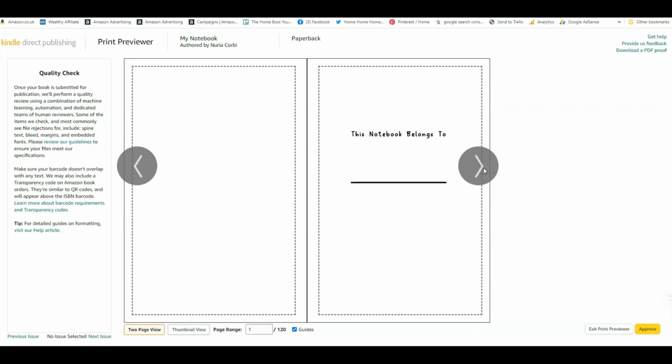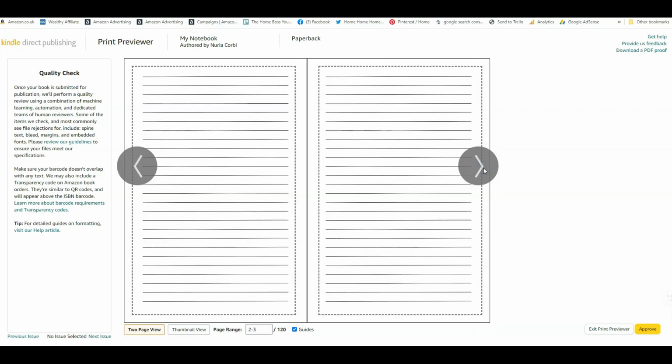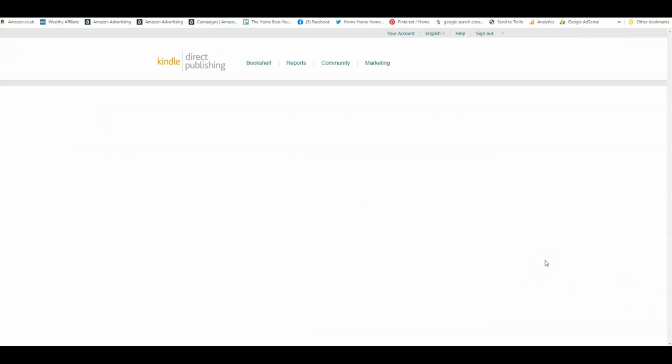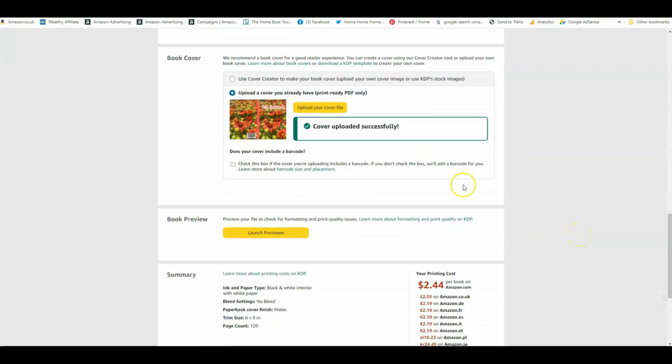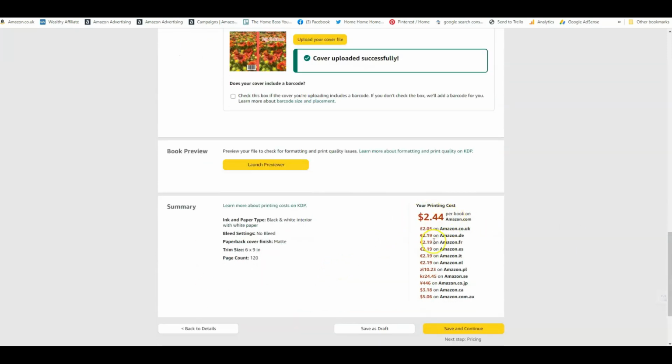And this is the first page, this notebook belongs to, and then you have your lined pages. So all of that is in order, and when we've checked over our book, all we have to do is click Approve, and it will take us to a page where we can check everything. So this page is everything we've entered, and here at the end, it confirms our printing cost. There's the summary. The ink and paper type is black and white interior with white paper. So when you check your book, just quickly check over this summary as well, that everything is correct.